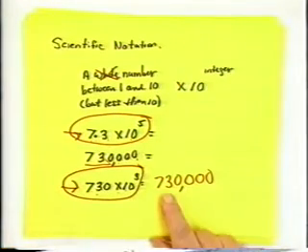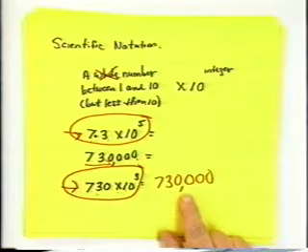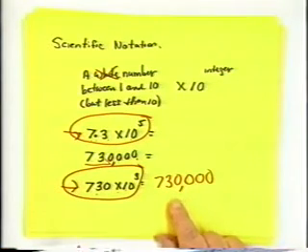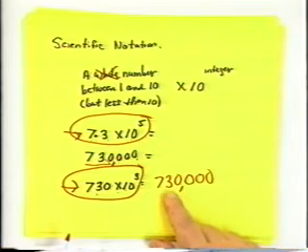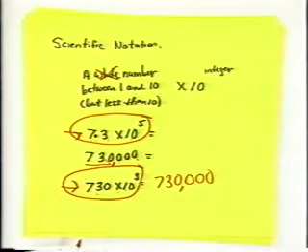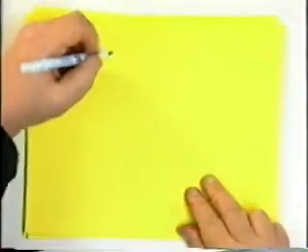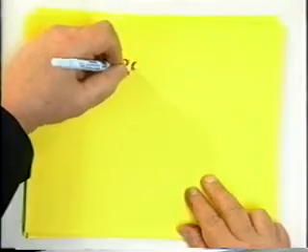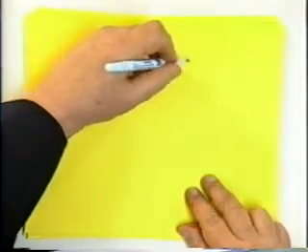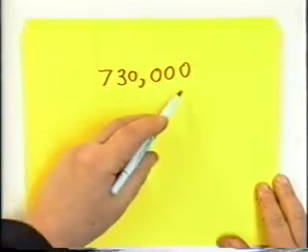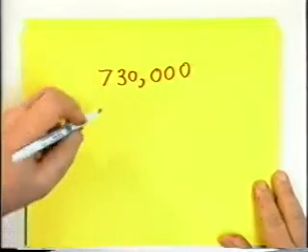And by the way, with 730,000, isn't it possible that I only measured this to the nearest 100 or to the nearest 1,000 or to the nearest 10? Who knows how accurate this number is? So let me show you how the scientist uses scientific notation. See, whether you're a scientist or not, how would you write this in scientific notation?